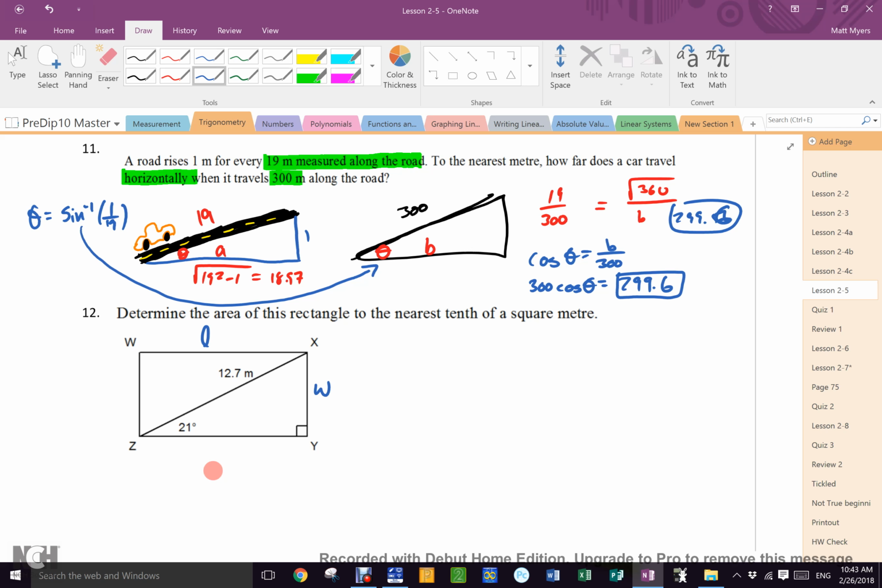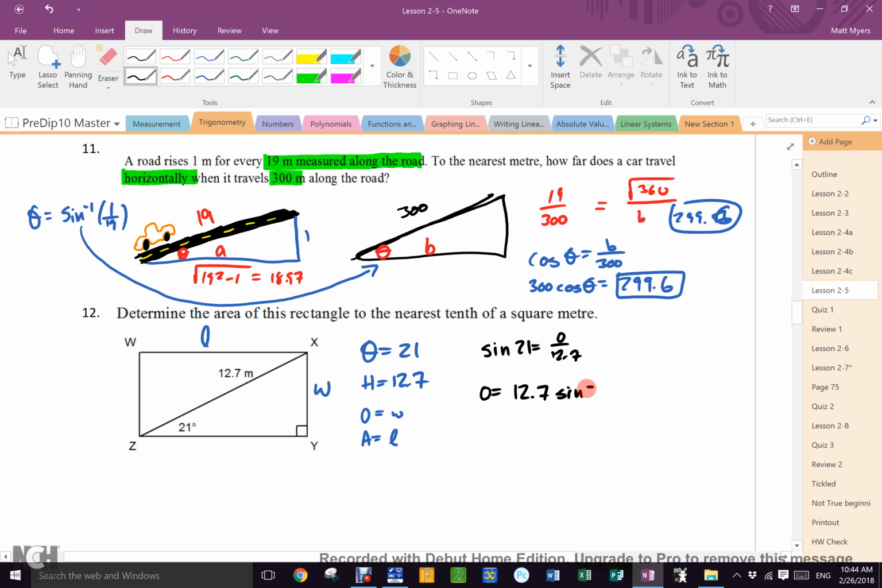Did you start by doing some trig? Yeah. What trig did you start with? Did you have a theta? Yeah, which is 21. What else did you have? I had the hypotenuse, which was 12.7. And what did you need? I needed the opposite side. You needed the opposite, which was W, and the adjacent, which was L. How did you find W? What used O and H? I said sine 21 equals O over 12.7. So what does O equal? 12.7 times sine 21.